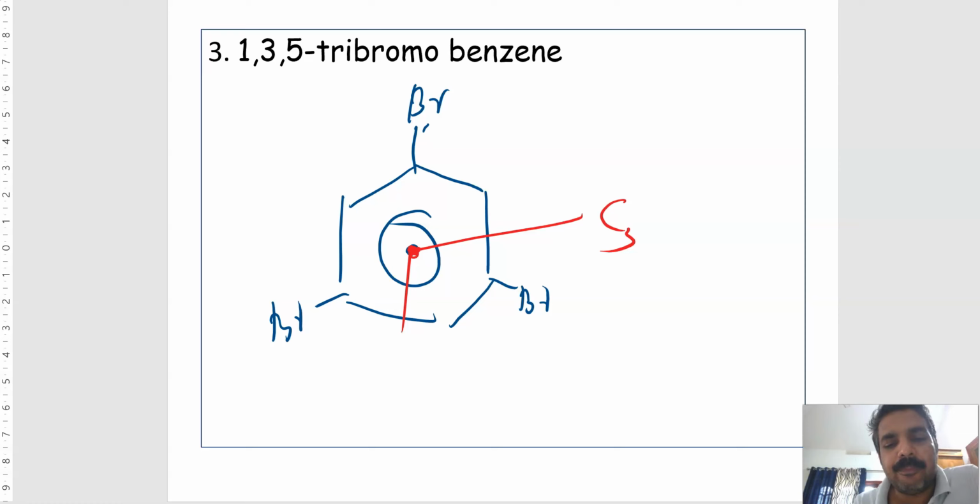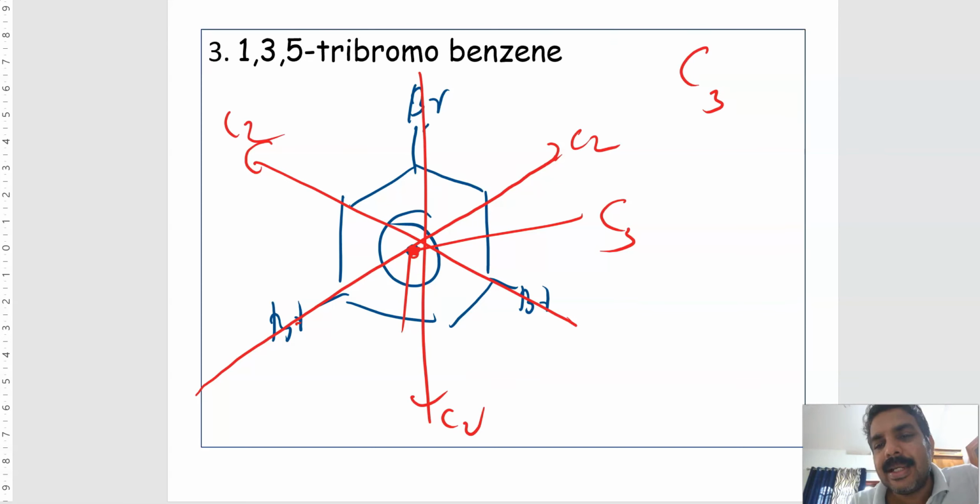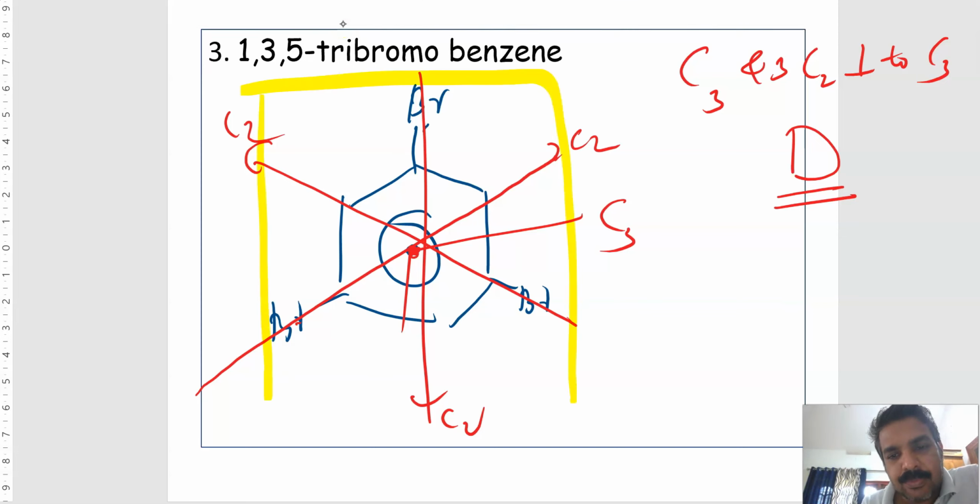Okay, then you can see there are 3 C2s. A C2 axis passing through this bromine and in between these two bromine atoms. This is a C2 and this is another C2. This is another C2. So there is a C3 axis and 3 C2s perpendicular to C3. So the point group belongs to D category. And this is a planar molecule. So this molecular plane itself is a sigma plane. It's a plane of symmetry, and that's a sigma h.